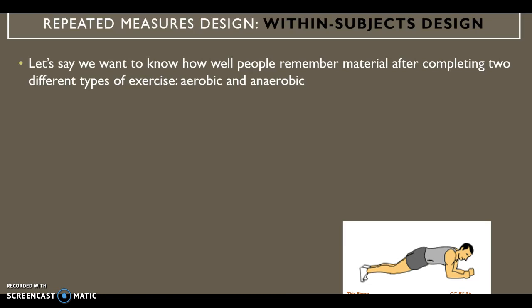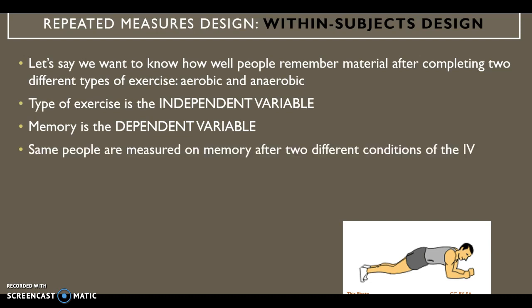So here we're looking at exercise, and we want to know, does aerobic exercise improve memory for material after they've done the exercise, or does anaerobic exercise affect their memory? So rather than a pre and a post in terms of a treatment, we have 2 different treatments. Exercise, type of exercise, is the independent variable, and memory is the dependent variable. It is again a repeated measures design because it is the same people, and they are just getting 2 different conditions of the independent variable.